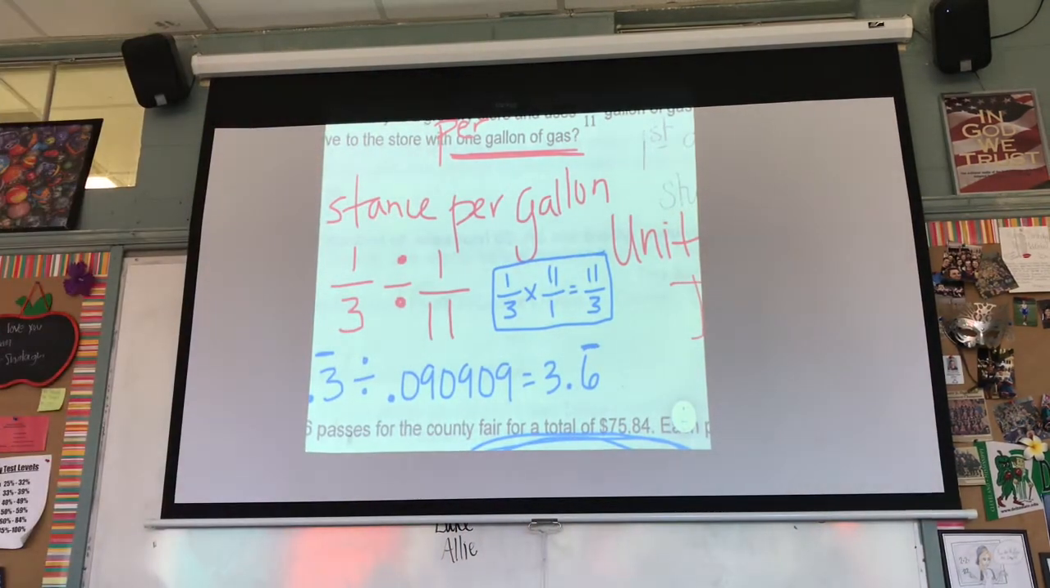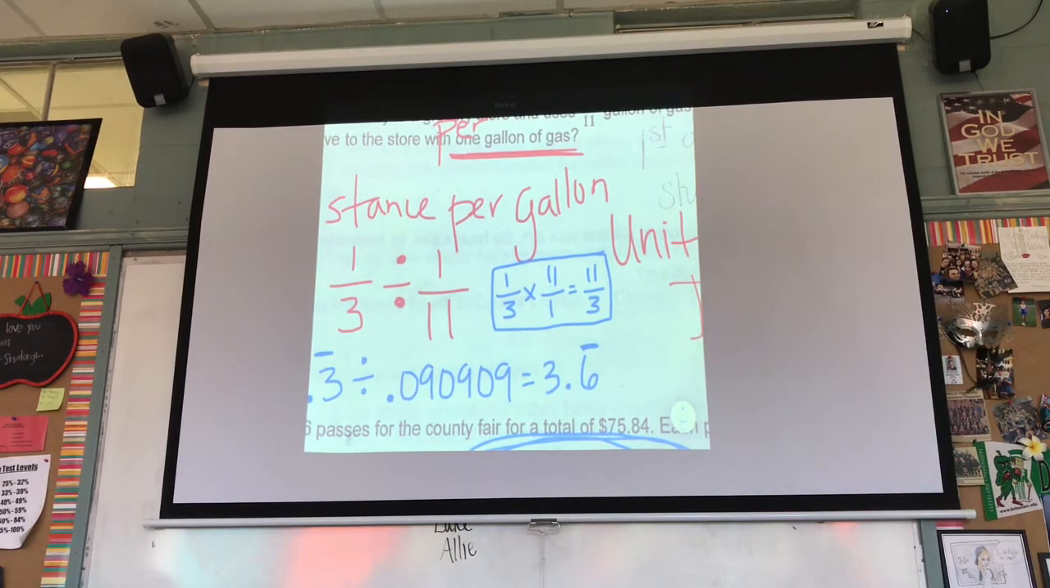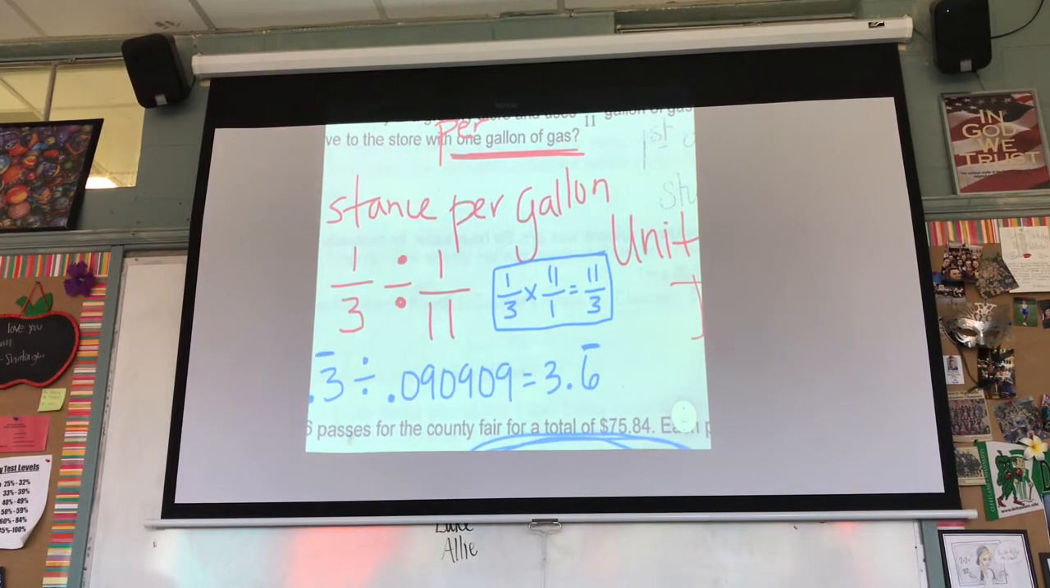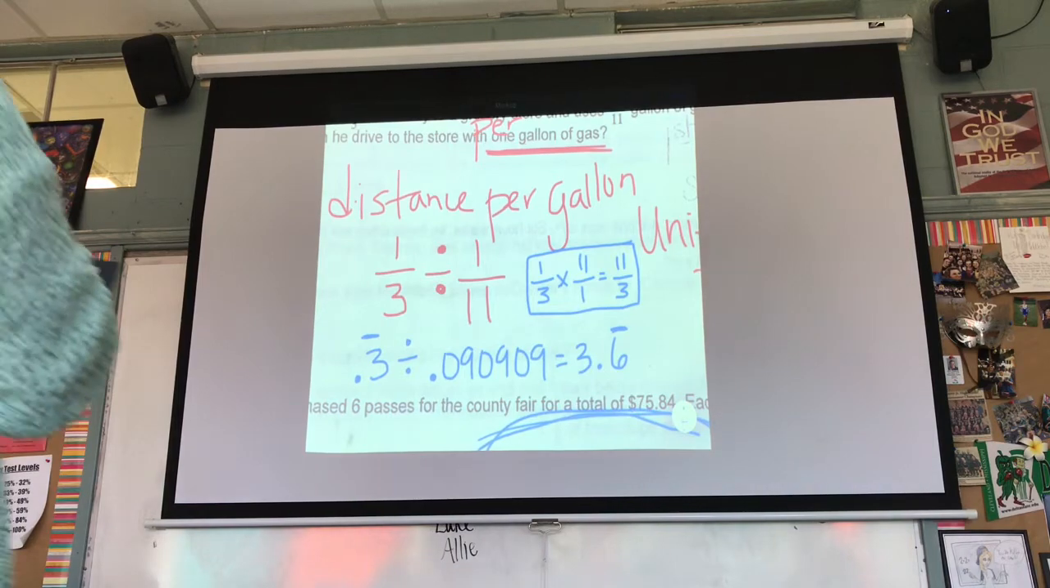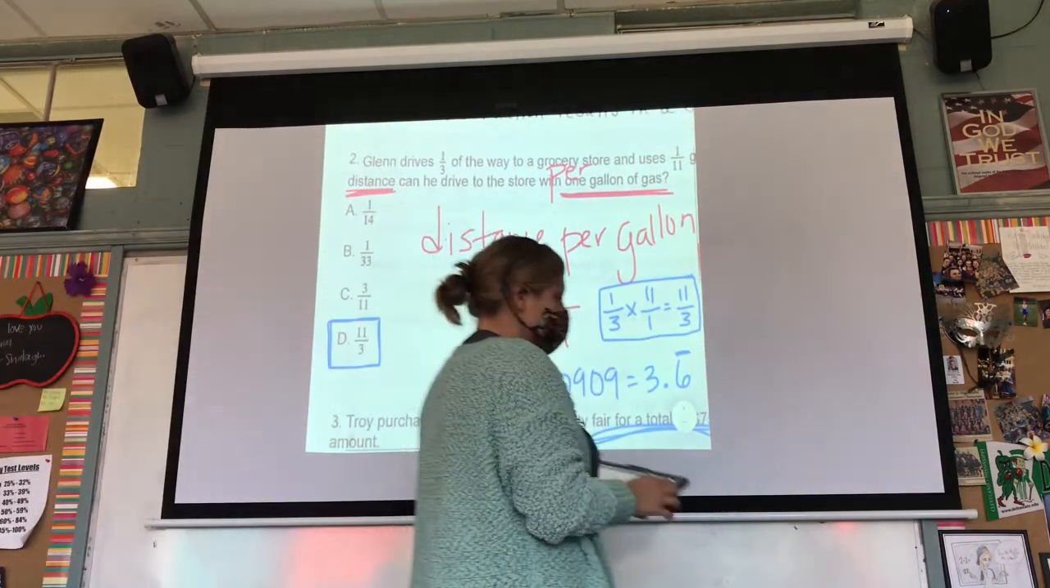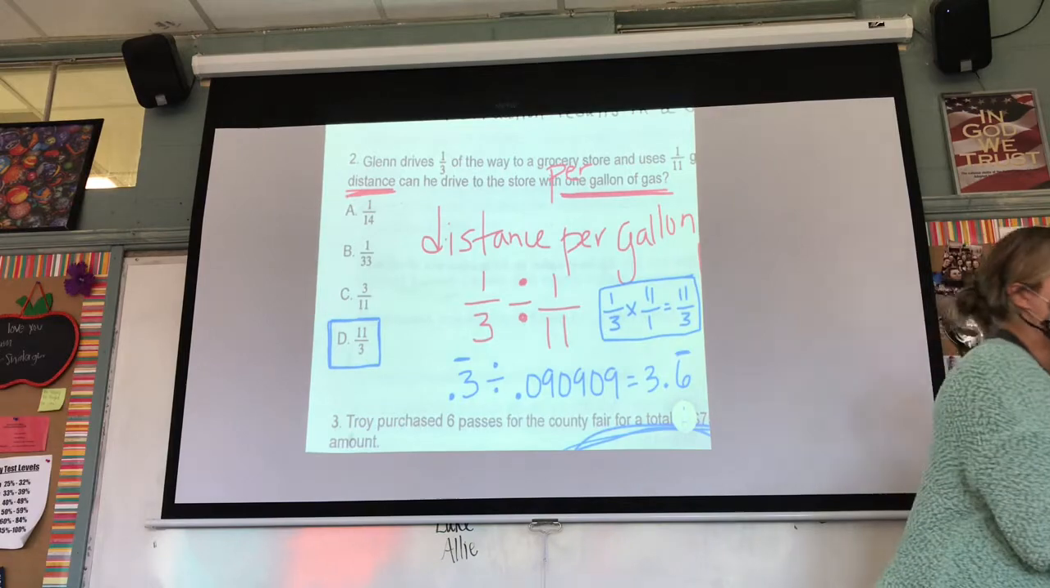So if you're comfortable with doing keep, change, flip and you're not gonna mess up, it was actually easier to do it that way on this problem. But we can always change them to decimals. Okay? Everybody's good on that? Yes, ma'am. Alright, for a house point.